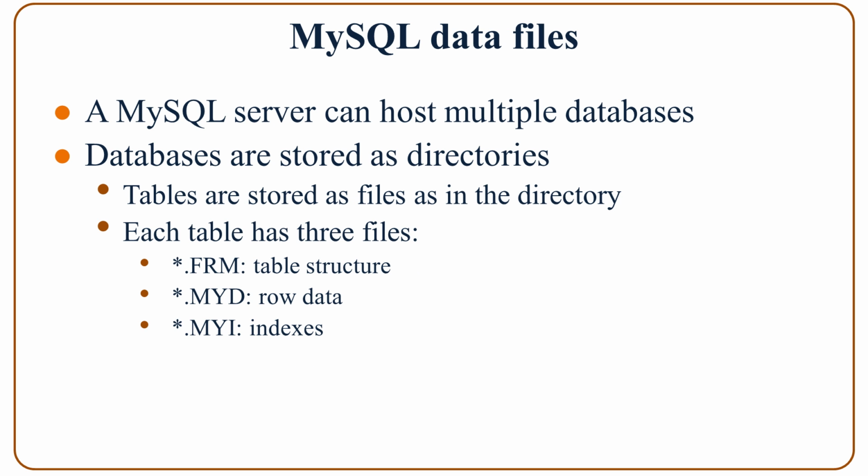A MySQL server can host multiple databases, and databases are stored as directories on your computer or on the server, and tables are stored as files in a directory, and each table has 3 files. The file with the extension FRM is the table structure. The one with MYD is for raw data, and the one with MYI are for indices.